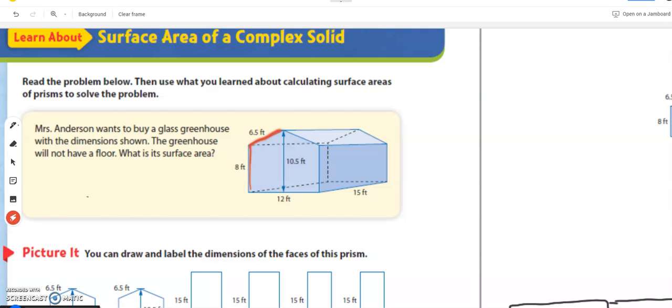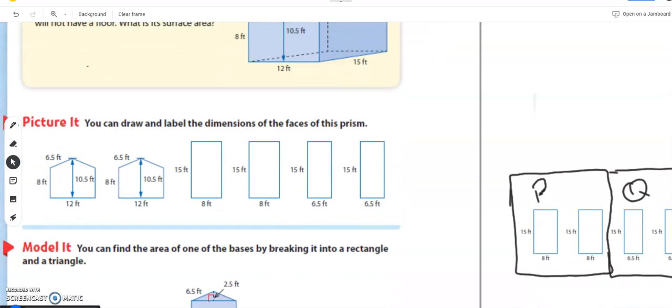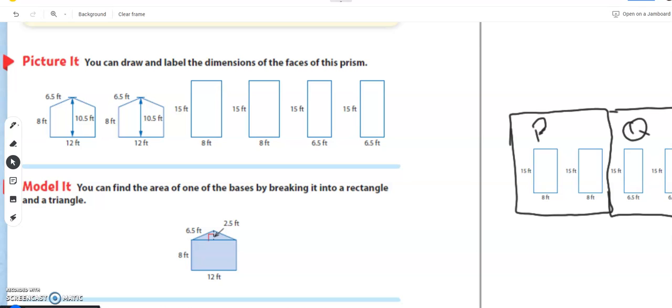We've got the front, which is 8 feet by 12 feet, and then this part is 6 feet. The total height of this thing, from the tip of the point down to the bottom of the base, is 10.5 feet. The walls are each 8 feet by 15 feet. There are 2 in this shape. And the sides of the roof are 6.5 by 15.